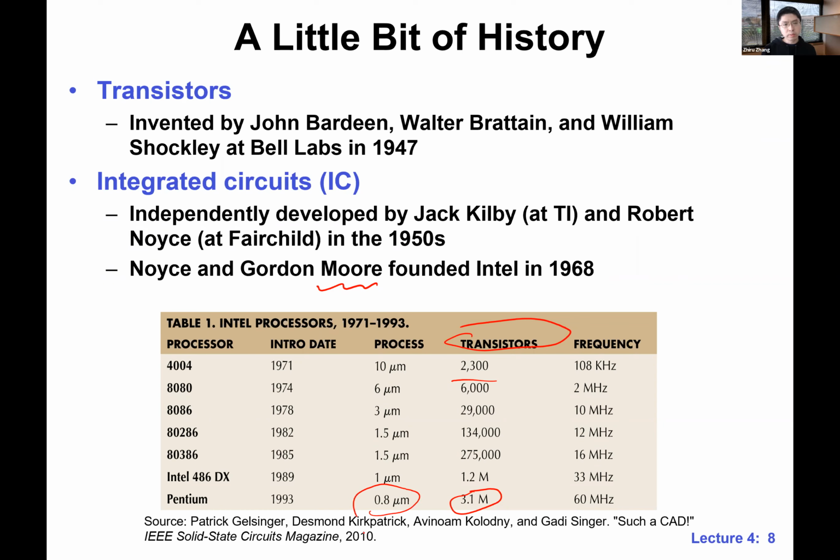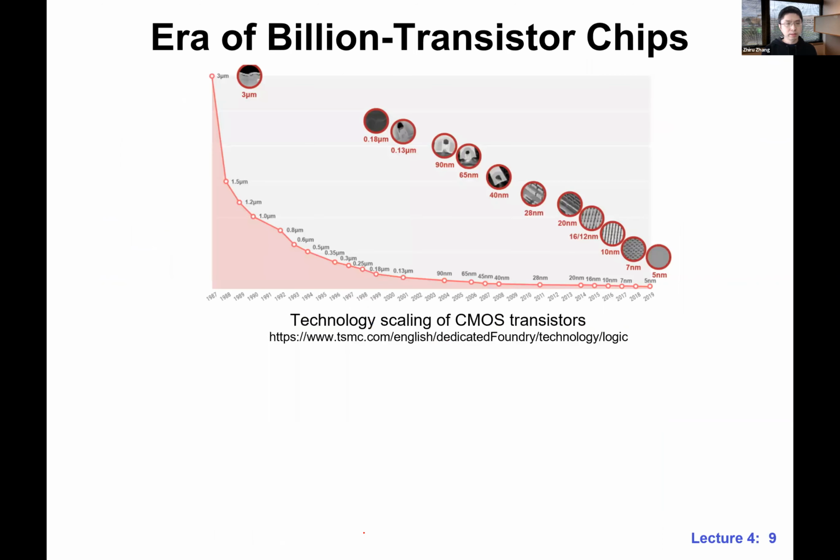Okay, back then it's like 0.8 micron. But you look at some of the latest technology. This is the curve, a chart from TSMC. TSMC is the foundry in Taiwan, right? So actually, most of the chips these days are produced by TSMC.